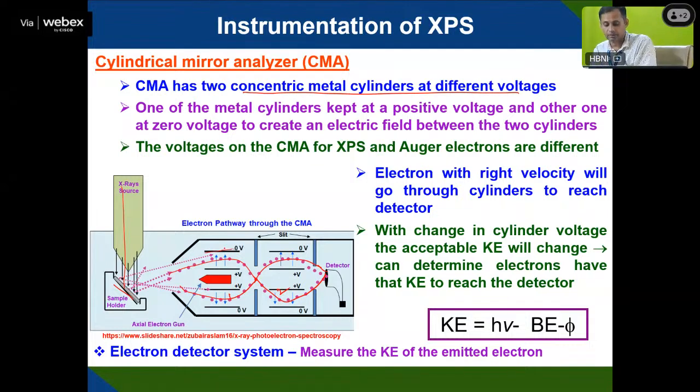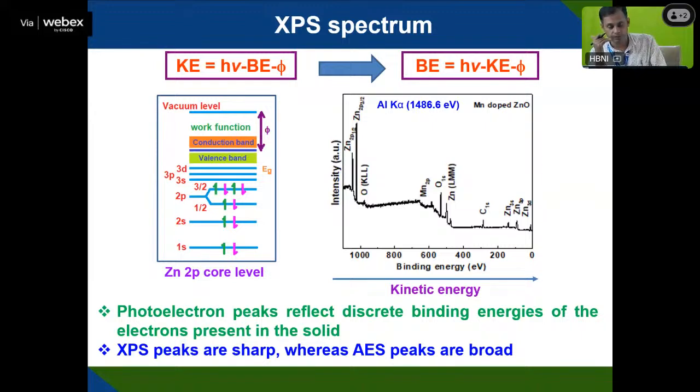When the cylinder voltage is changed, the acceptable kinetic energy will change, and that determines the kinetic energy the electron has. That is, kinetic energy equals h nu minus binding energy minus work function. So the electron detector system mainly measures the kinetic energy of the electrons coming out from the core. Based on that kinetic energy, the h nu you have applied, and the work function, the binding energy can be calculated, and this kinetic energy gives you a specific characteristic of the electron.